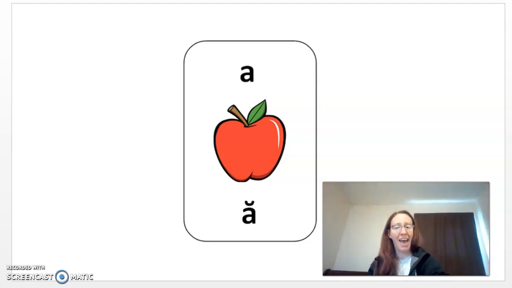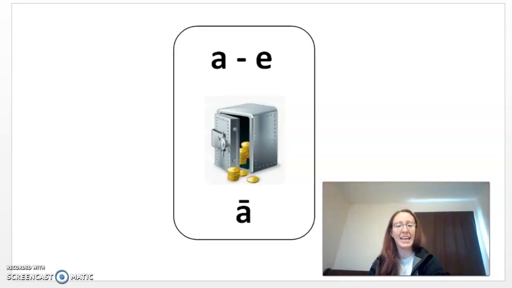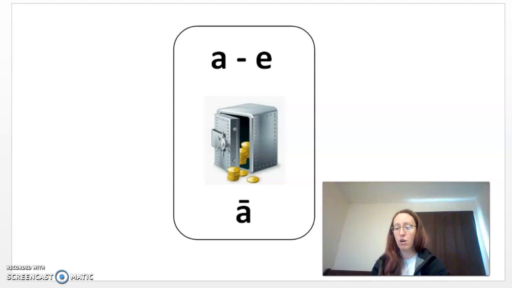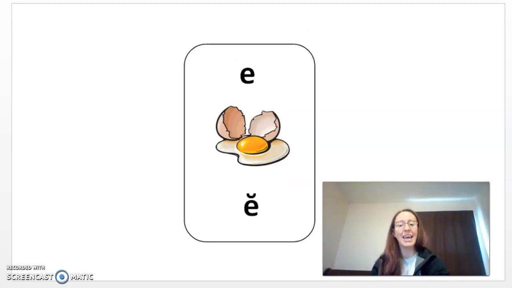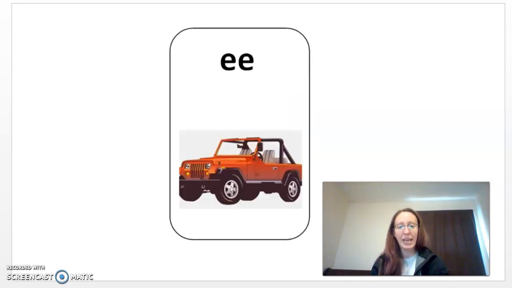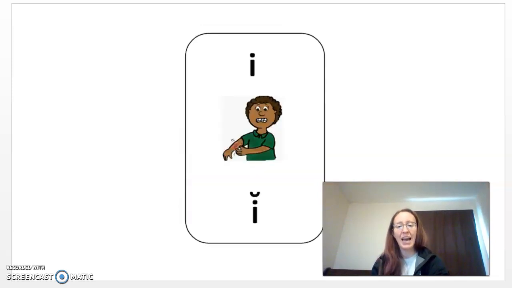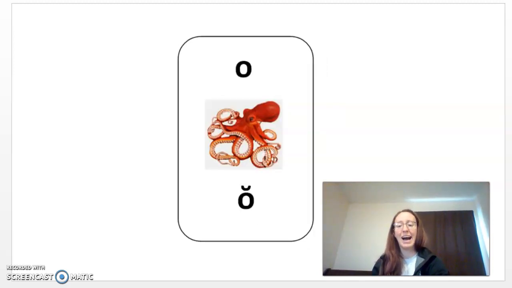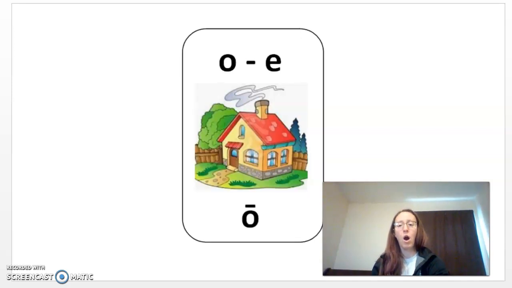A, apple, A. A, safe, A. So here we're seeing the difference between the short A sound and the long A sound. E, ed, E. E, jeep, E. I, itch, it. I, pine, I. O, octopus, ah. O, home, O.